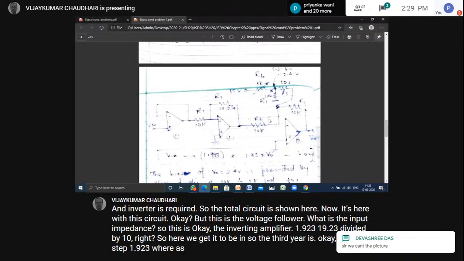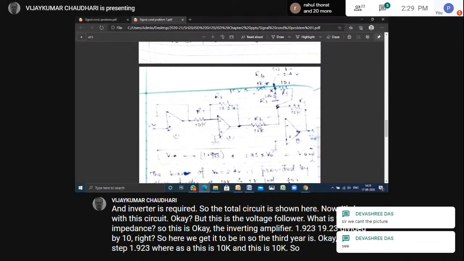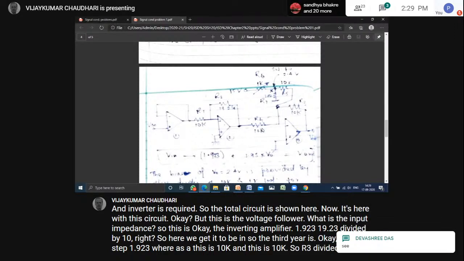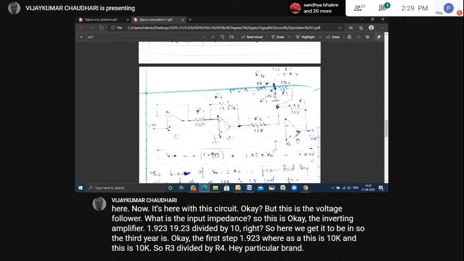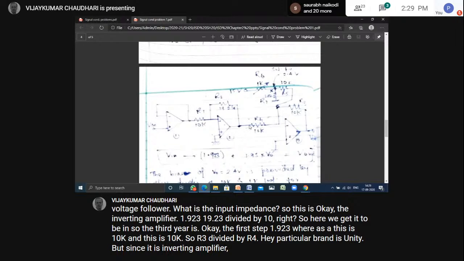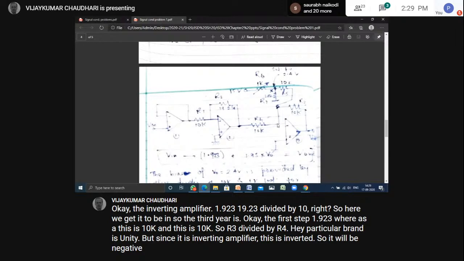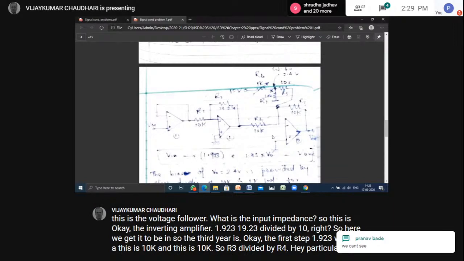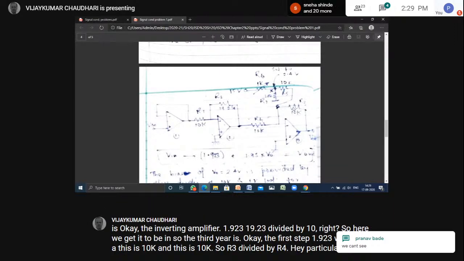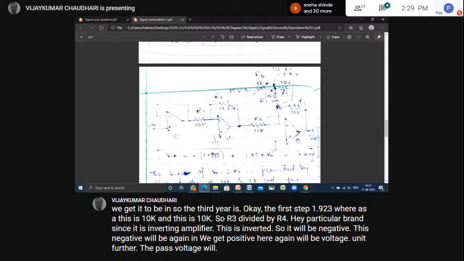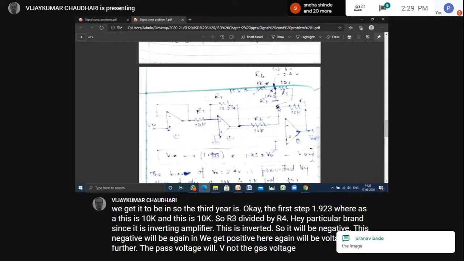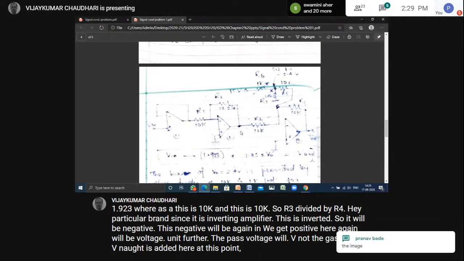Whereas this is 10K and this is 10K. So R3 divided by R4, right? R3 divided by R4 is 1. So this gain is unity. But since it is an inverting amplifier, it will be negative. This negative will be again inverted and we get positive here. So the gain will be unity. Further, the bias voltage V0 is added here at this point. So this is a summing amplifier.